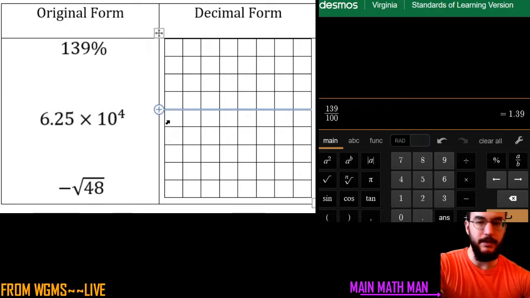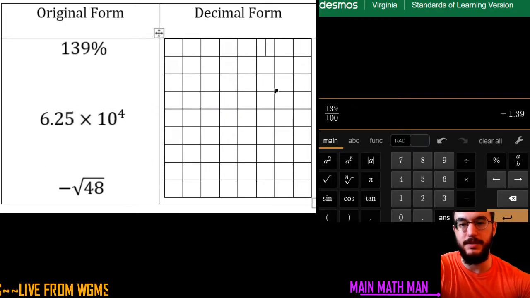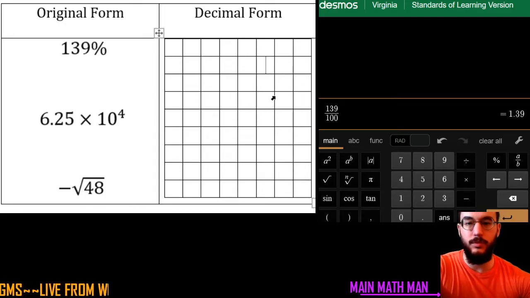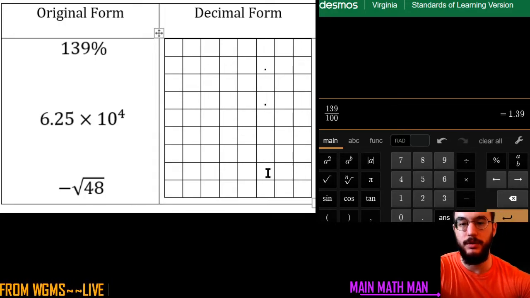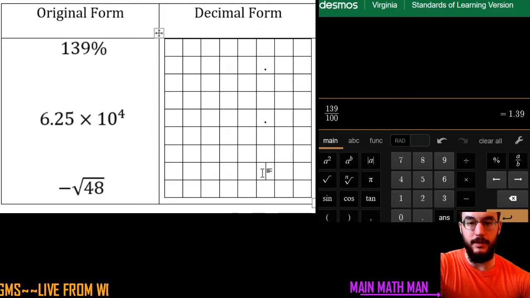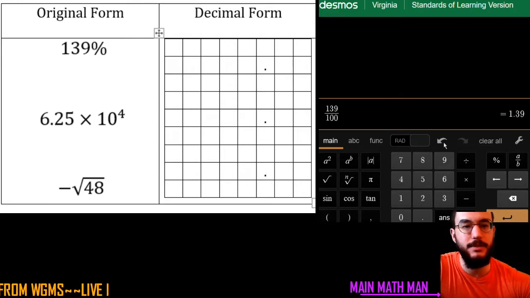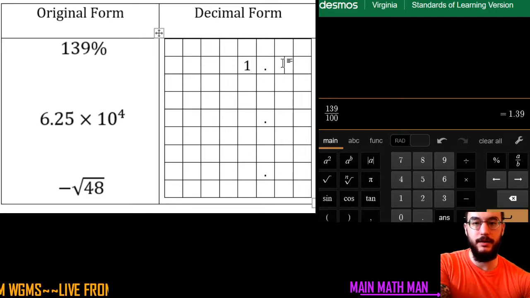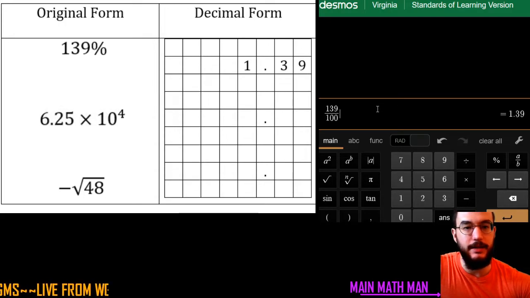I kind of see that I have a big number over here, so I'm going to give myself plenty of space. So let's say I have a decimal, 1, 2, and 3. I'll give myself a little bit more space. Now we're good. Alright. For this first number, I have 1.39. And so now I need to change this scientific notation.